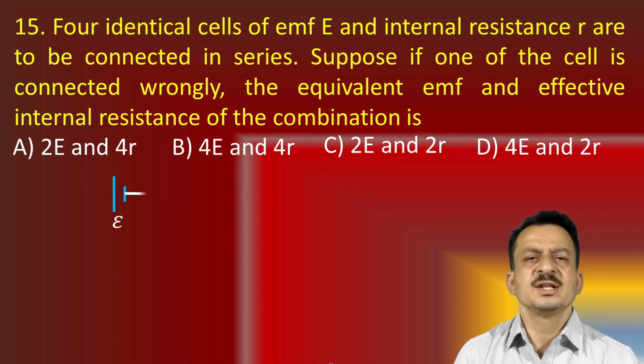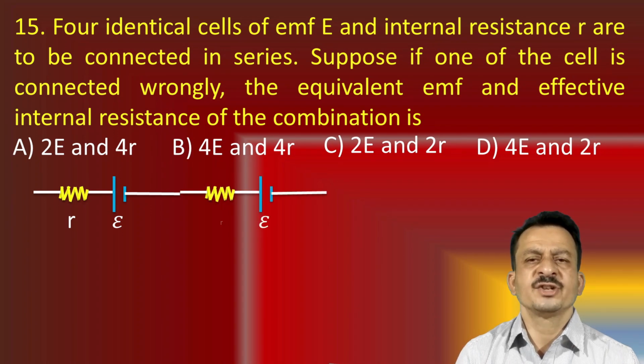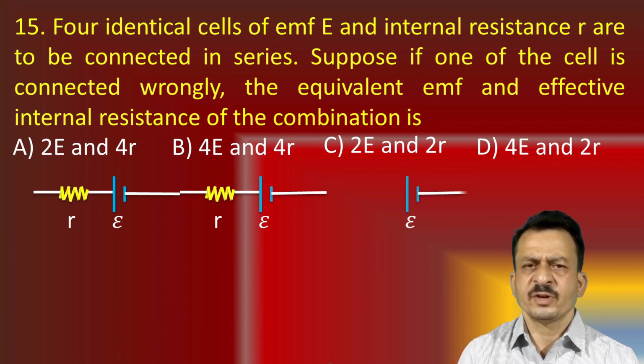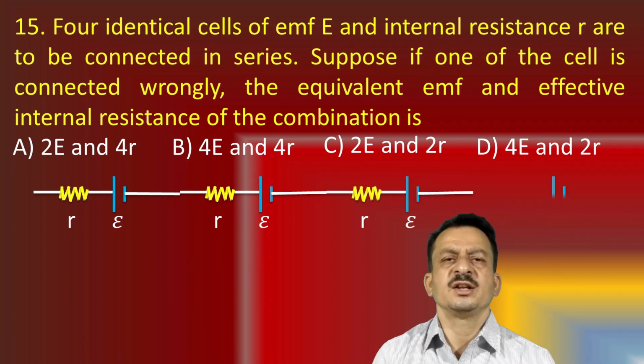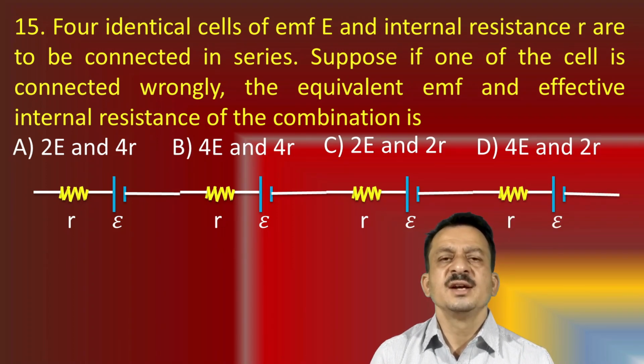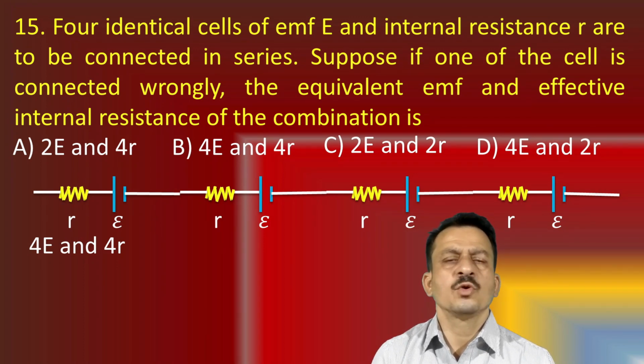We have four cells. The first cell has EMF E and resistance R, connected in series. The second cell has the same EMF and internal resistance, the third cell the same, and the fourth cell the same. They are connected in series. If they are connected like this, then the equivalent EMF is the sum of the 4 EMFs, that is 4E, and the equivalent internal resistance is 4R.